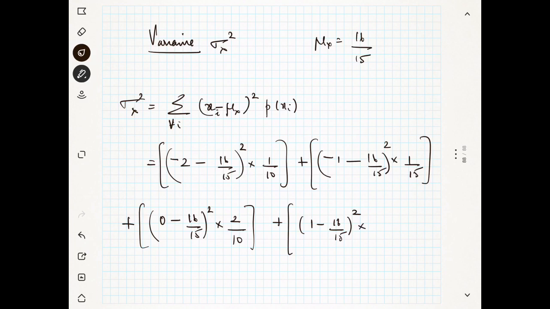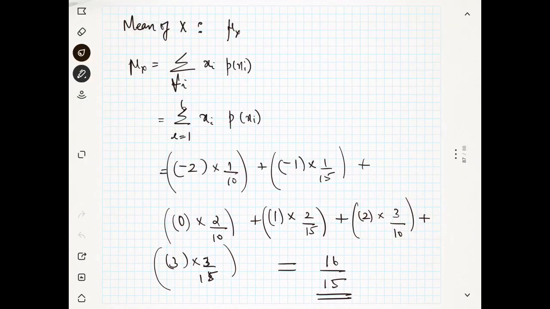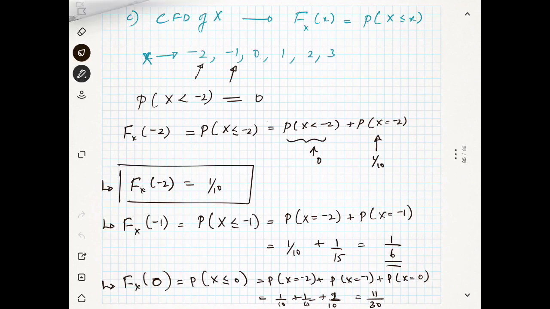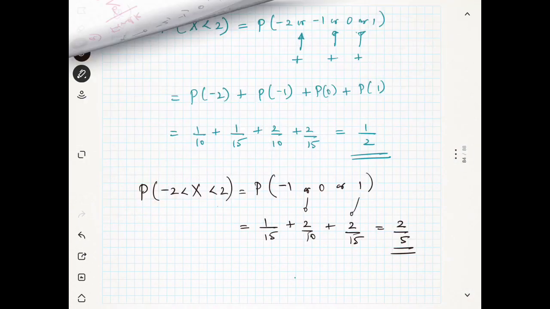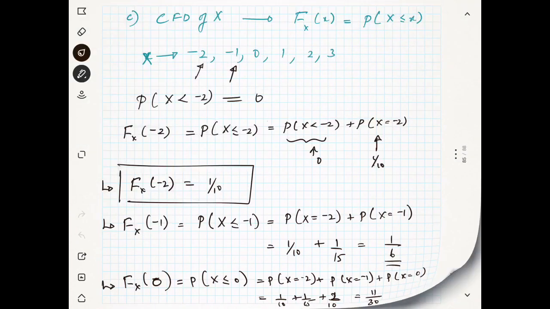The probability was 2 by 15, you can refer to the table. Plus, 2 was the random variable, 2 minus 16 by 15. You have to take the square and multiply with the probability. What was the probability? I need to check. For 2, the probability was 0.3, that means 3 by 10. So this is 3 by 10.